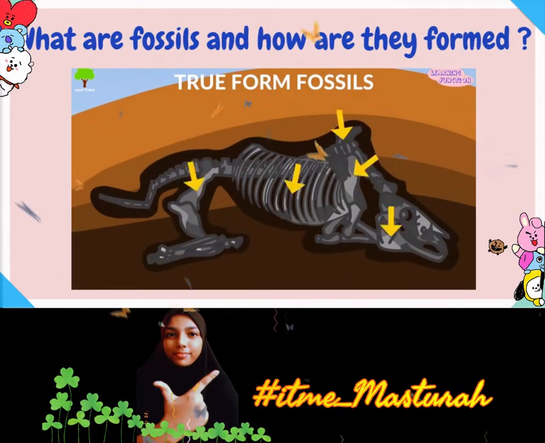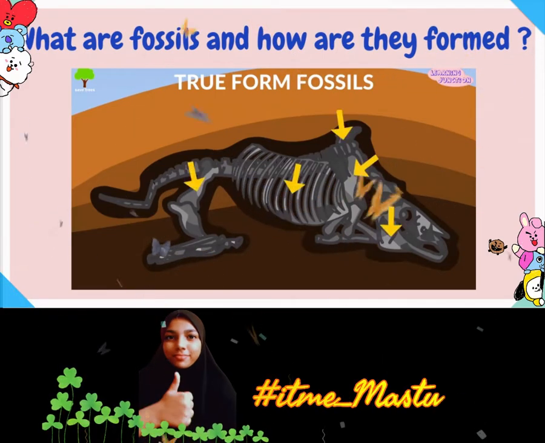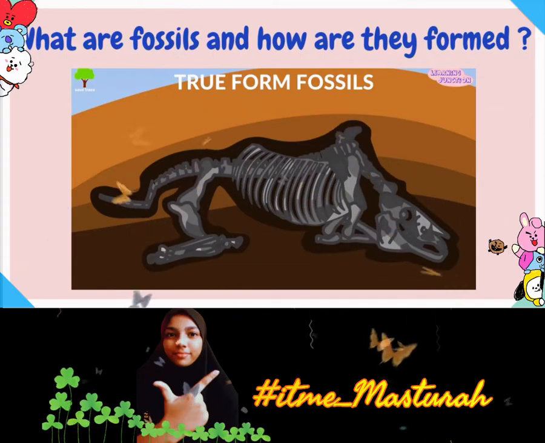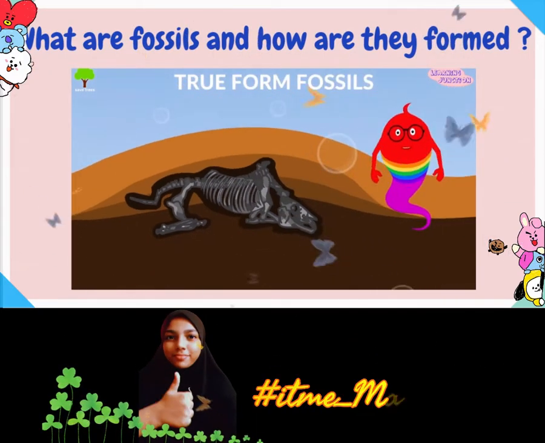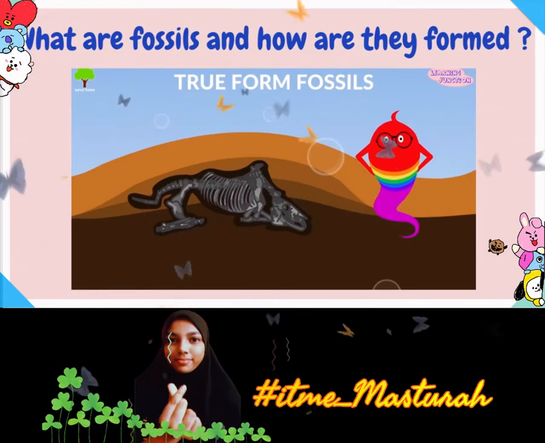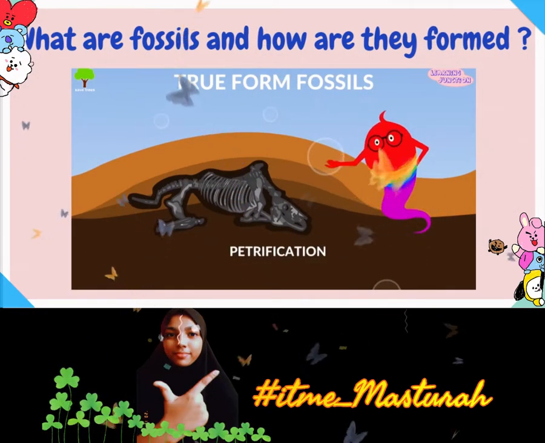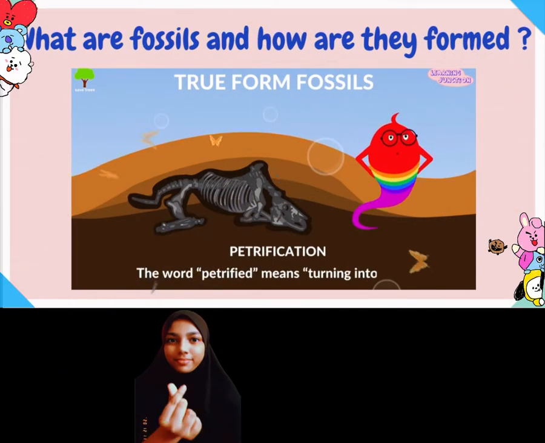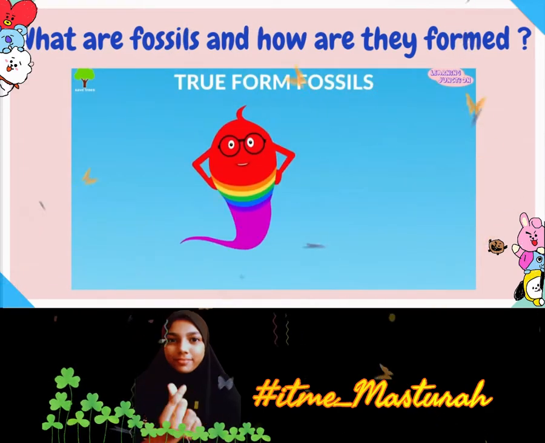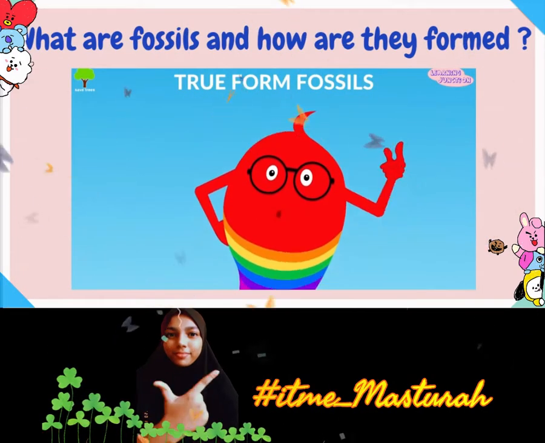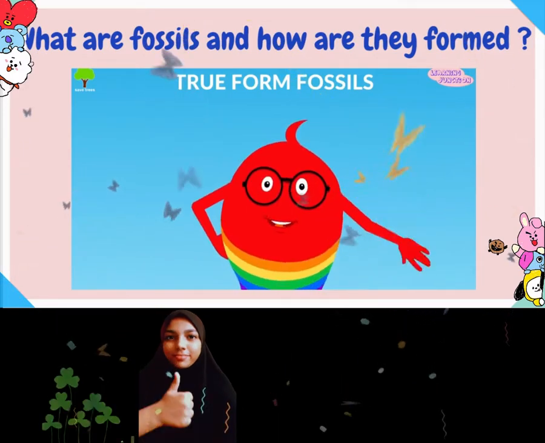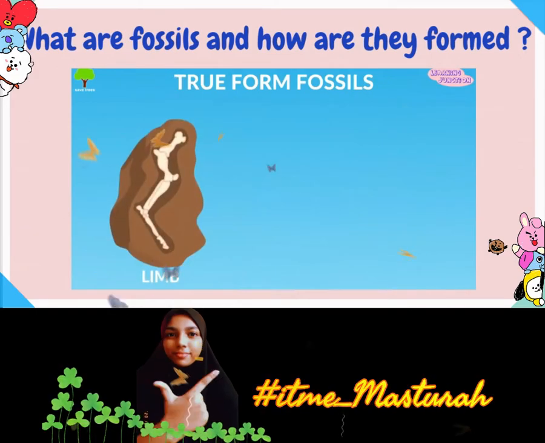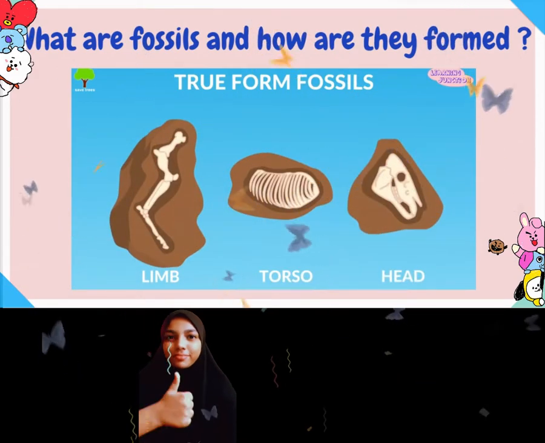True form fossils. These are large body parts of an organism that have been replaced by minerals. It's created by a process known as petrification. The word petrified means turning into stone. These types of fossils form when minerals replace all or part of an organism. Examples: limbs, torsos, and heads.